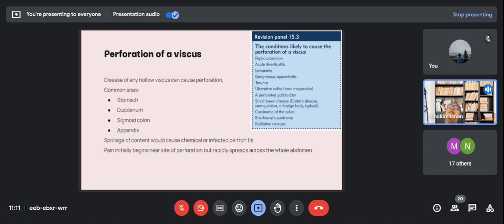Okay, next is perforation of viscus. Any hollow organ can cause perforation. Of course, the most common one is the stomach. Next are the duodenum, sigmoid colon, and appendix. The condition that is likely to cause perforation is peptic ulceration, which can later become a perforated peptic ulcer.